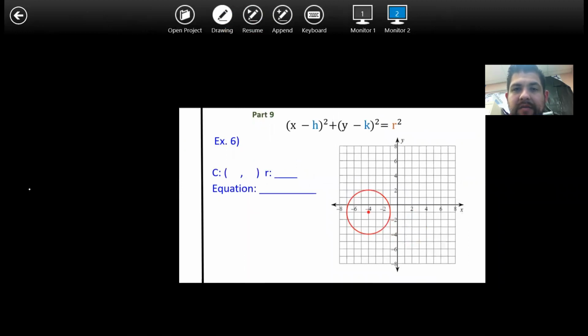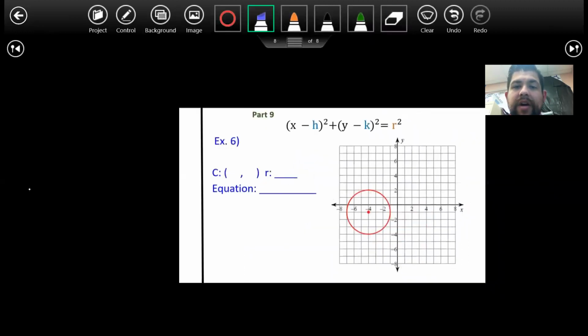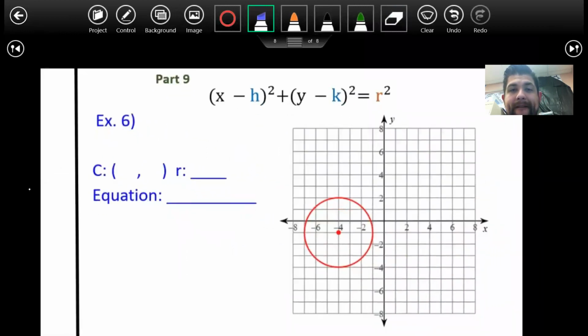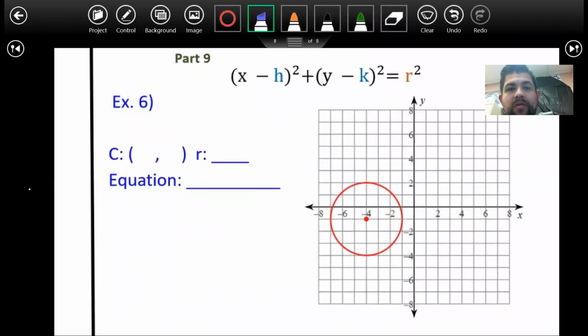Can you find the center and radius, and then can you write the equation for me? So this is part 9 that we're going to look at. With this here, we want to identify the center. Center corresponds to -4, -1. Our radius corresponds 1, 2, 3 up, 1, 2, 3 left, 1, 2, 3 down. So in our case, our r is 3. We're going to plug our values in.